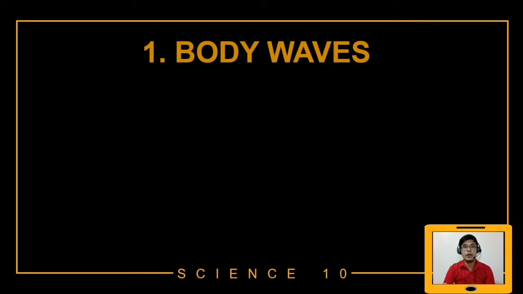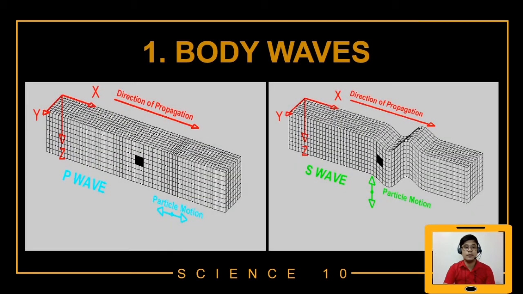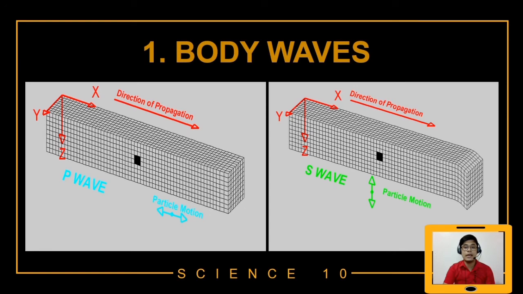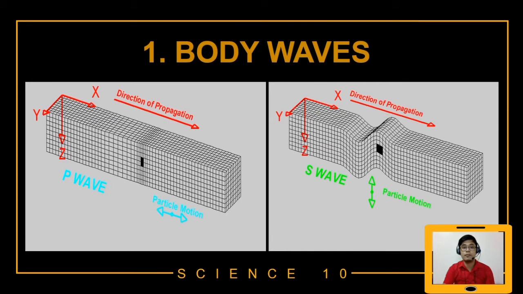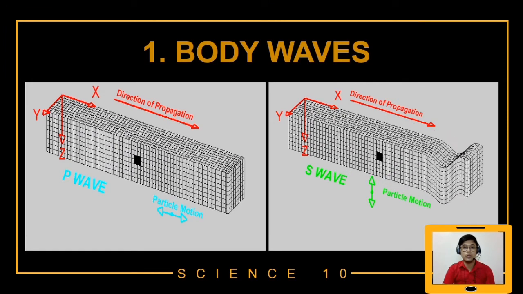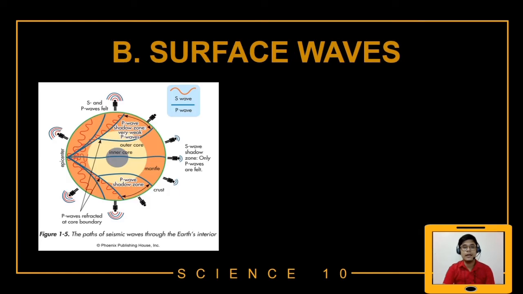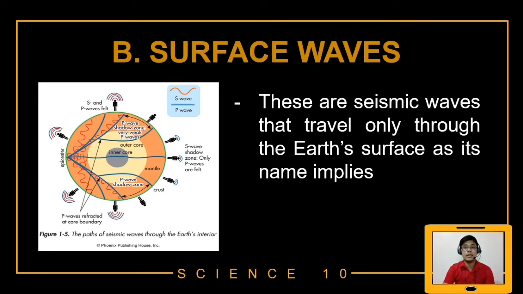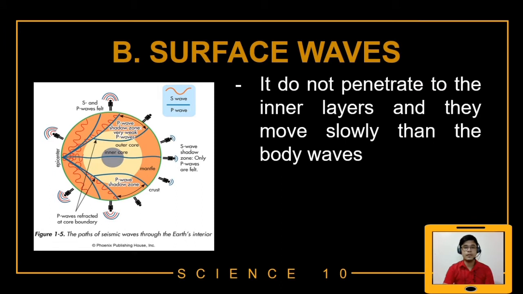And let's recap the two types of body waves. We have the primary waves and the S waves. And here, this GIF shows the different movements of these two types of body waves. Next, let's have the second type of seismic wave, which is the surface wave. As its name implies, these are seismic waves that travel only through the Earth's surface. That is why they are called surface waves. Also, they do not penetrate to the inner layers, and they move more slowly than the body waves.